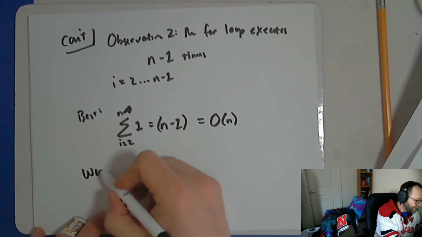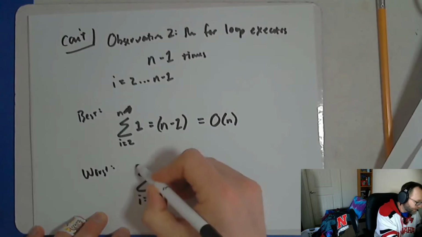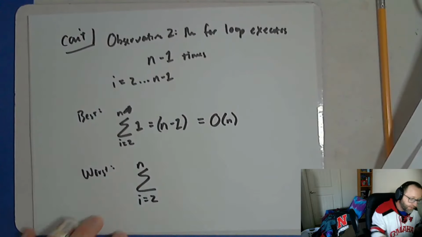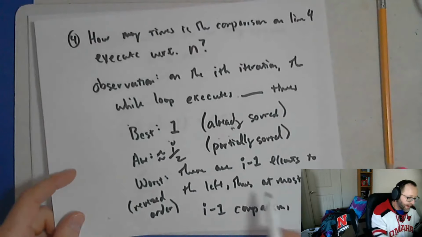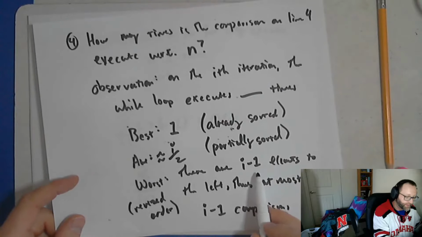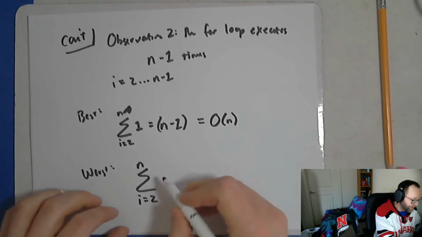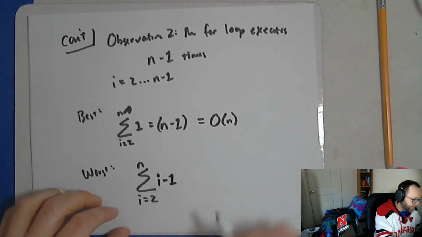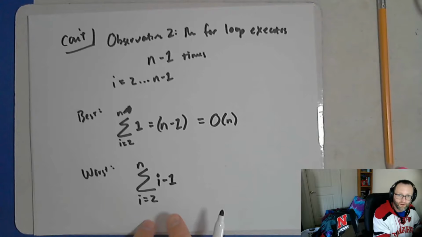What about the worst case scenario? Same summation here. I goes from 2 up to n. But remember that this while loop here, in the worst case scenario, is going to be executing I minus 1 times. Okay? Because we have to shift it all the way back down to the end. So I minus 1 here. Now, before I solve this using Gauss's formula, which this will be the 3rd time that we've used that, I want to go ahead.